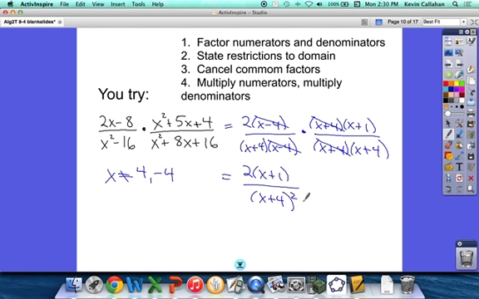You have a question, Curtis? Quiet, please. What, Curtis? It's got to be one in the numerator and one in the denominator. So we canceled these x plus 4s. Now they're gone. Now these two are both in the denominator, so they don't cancel each other out. They become x plus 4 squared.